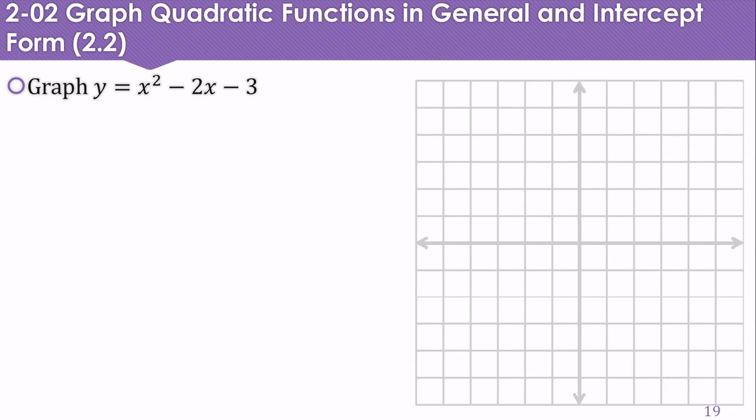Let's graph x squared minus 2x minus 3. This is in general form, ax squared plus bx plus c. So we can see that a is 1. A means the same thing it did in the others. It's going to open up. B is negative 2 and c is negative 3.